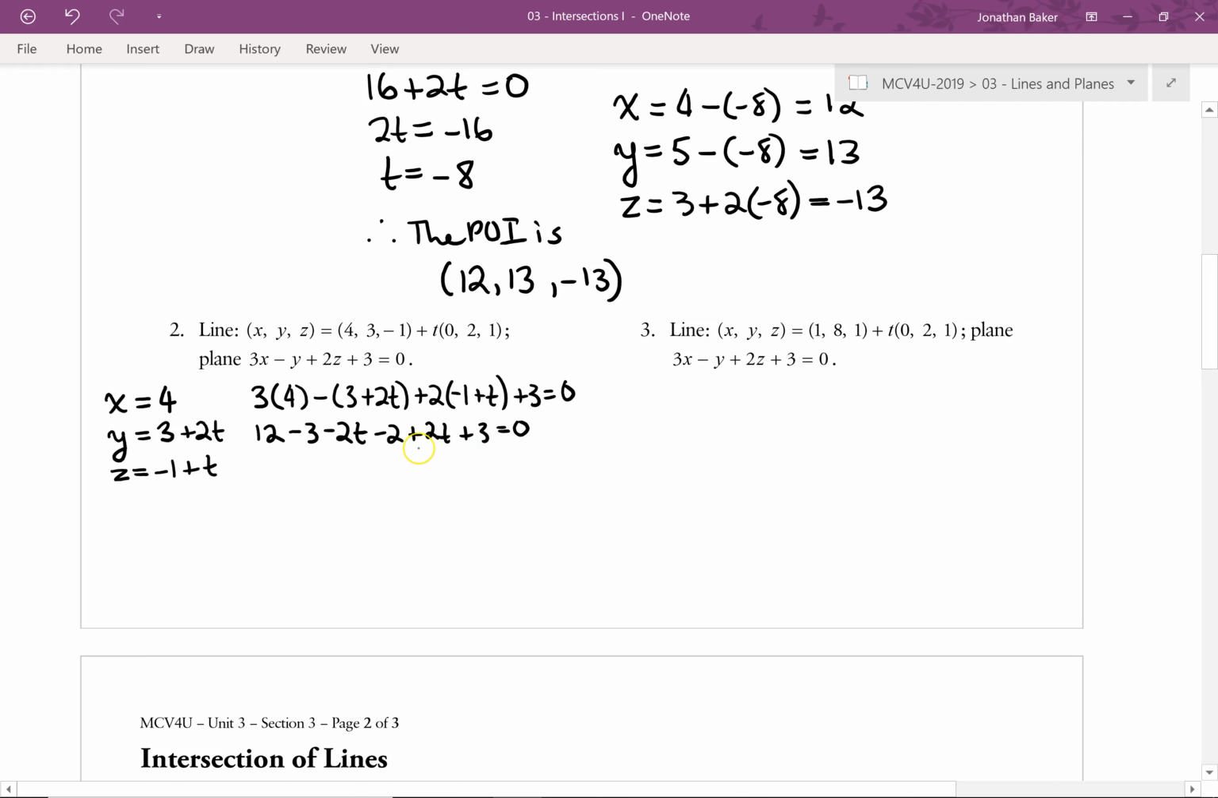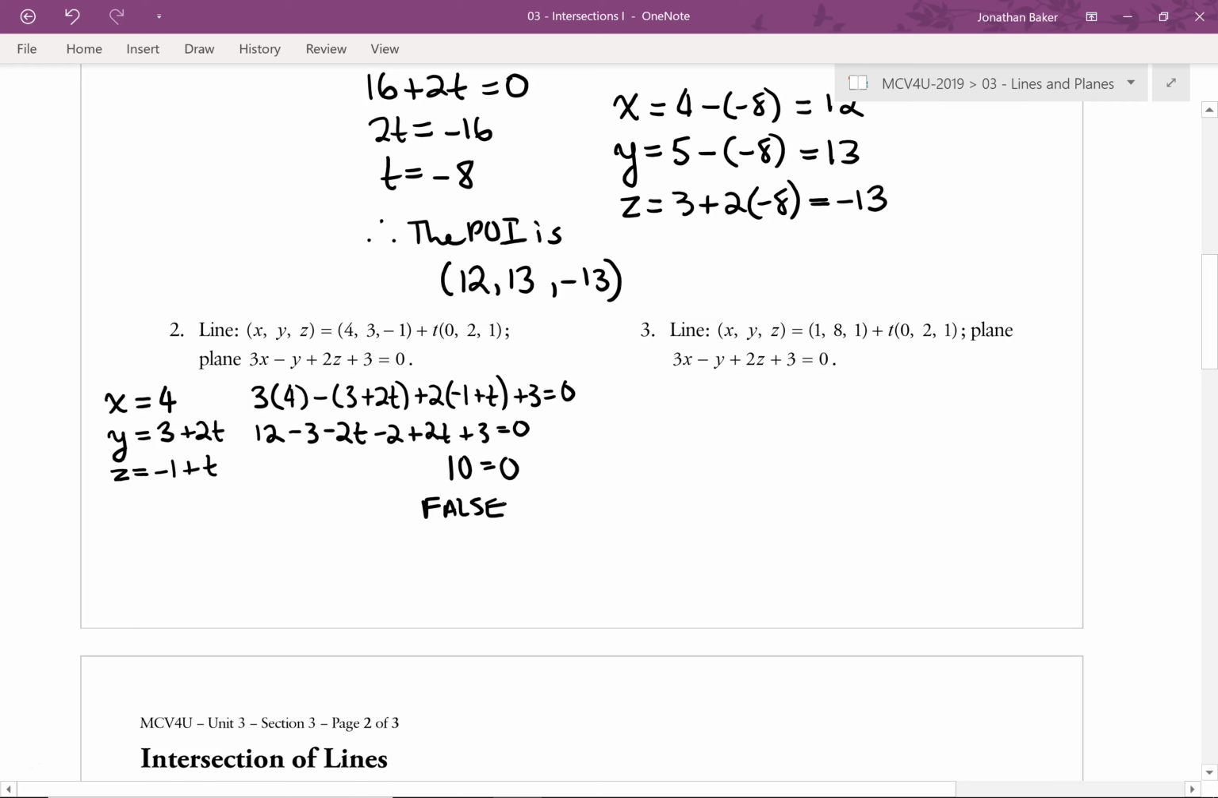And so the thing to notice here is that we've got a minus 2t and a plus 2t. So when this simplifies, the t terms are going to be gone, and we're going to have these constants left over. When we add them together, we're going to have minus 3 plus 3, those are going to be gone. 12 minus 2 is 10. So we're going to have 10 equals 0, which is false, never true.